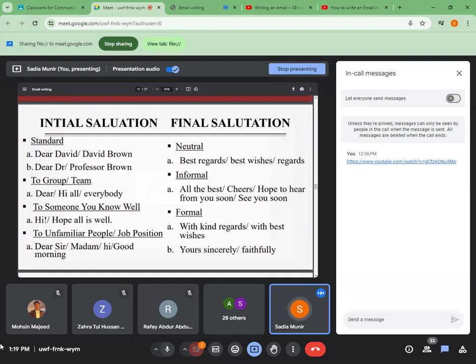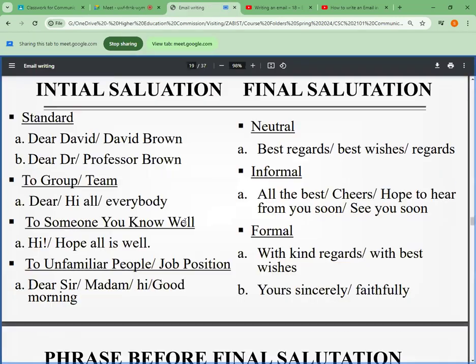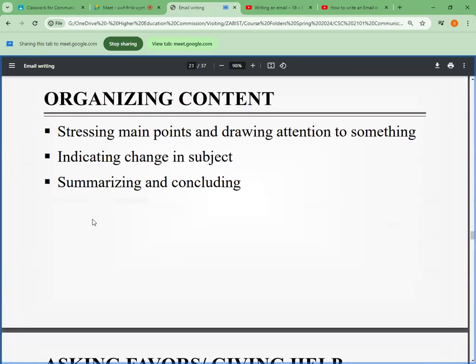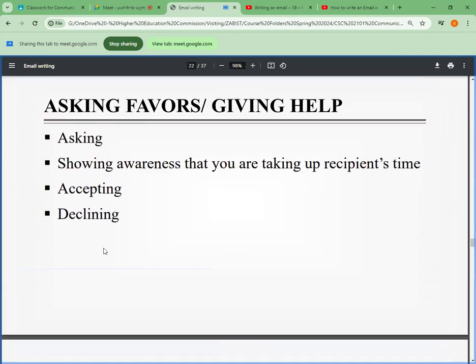जिस किस्म की क्लोजिंग एंड ओपनिंग हम लेटर राइटिंग में करते हैं उसी तरह की हमारे पास ईमेल राइटिंग में भी होती है. Then a phrase before the final salutation, very informal excuses for ending, sending regards to other people, wishing people well. Organizing content: it has to be organized according to the importance of the idea, and then summarize and conclude.